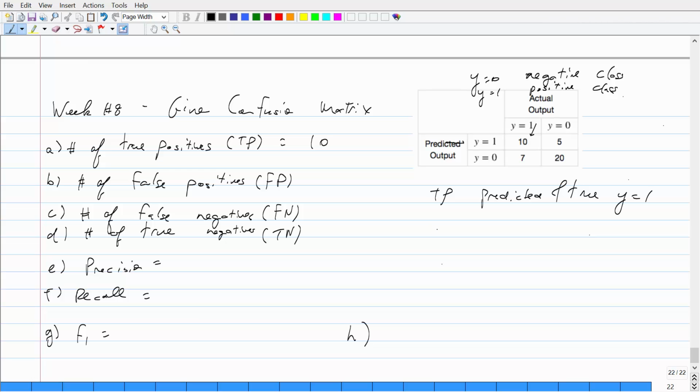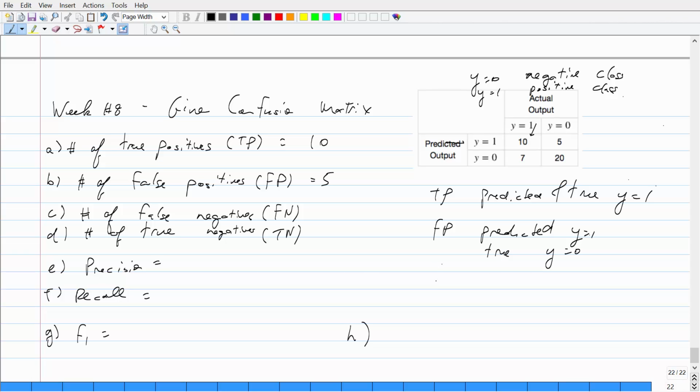A false positive is when you predict true, but the actual output is false. It's like saying that you have cancer, but you really don't. It's kind of a terrible thing to tell someone, right? So the predicted is 1, but the true is 0. In this case, this is equal to 5.